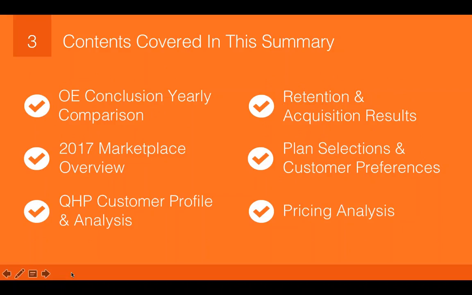Before I get there, though, the report on our website is about 40 pages worth of content. It's been updated through February 1st, 2017. It covers about 6 overarching topics intended to help Access Health and its constituents better understand our customers and our business offerings so that we can continue to improve service in the state. Those topics include a year-over-year comparison of open enrollments, a current snapshot of our marketplace composition, a refreshed profile of our customer base, our open enrollment retention and acquisition results, the plan selections and customer preferences that occurred over the last open enrollment period, and a pricing analysis to give some financial insights from both a customer and a business perspective.